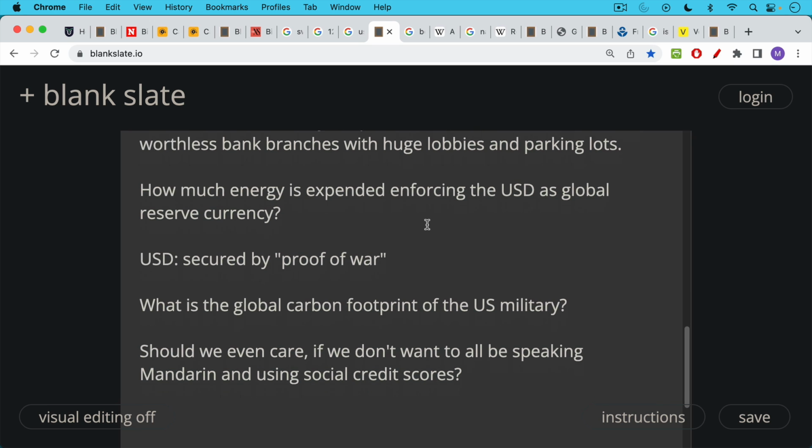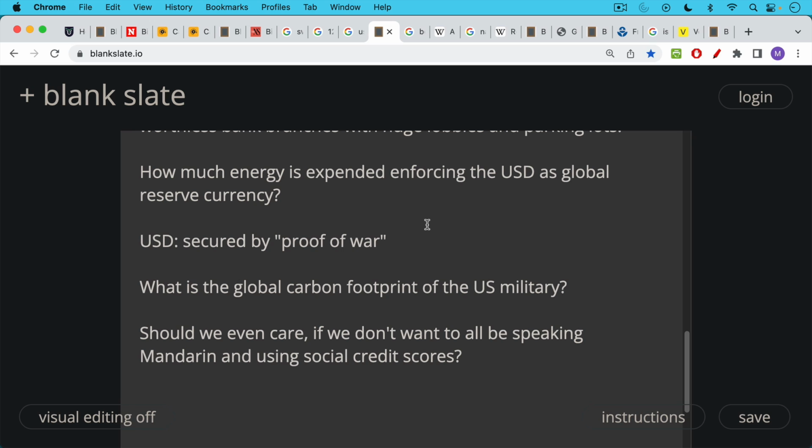Now, you can argue that if it's actually protecting us, maybe it's a good use of energy. I don't personally want to be forced to speak Mandarin, even though my kids speak Mandarin, and I don't want to be forced to use a social credit score. I don't want to have to report to the CCP. So if the US military is doing its job and protecting us from China, which is perhaps doubtful, maybe the energy footprint is worth it.